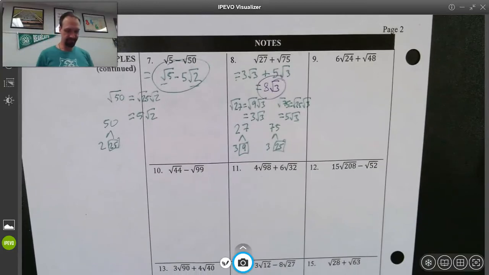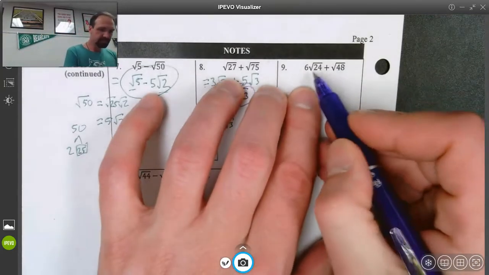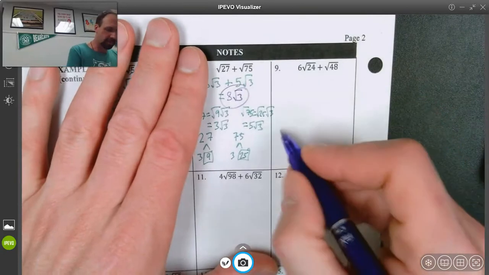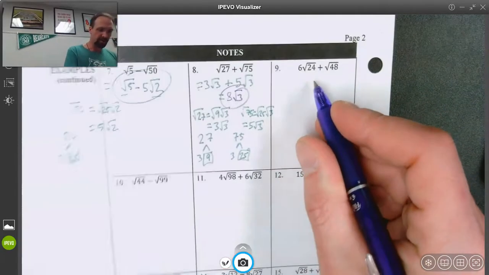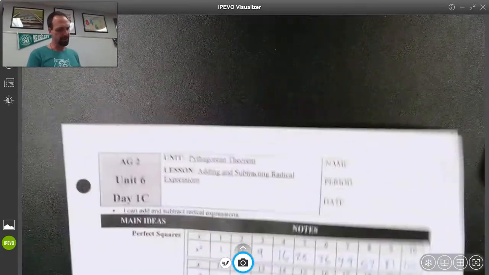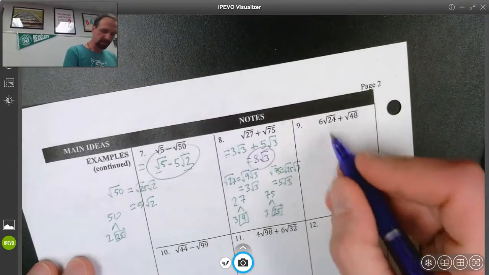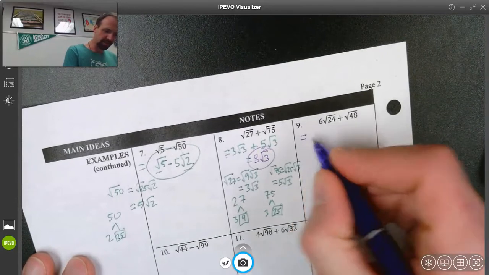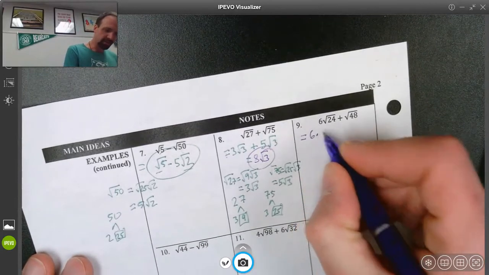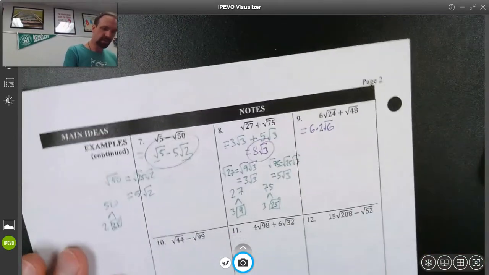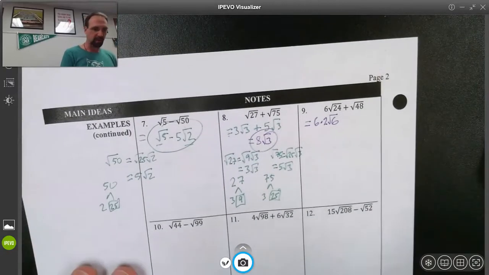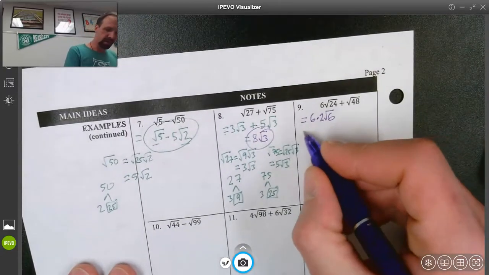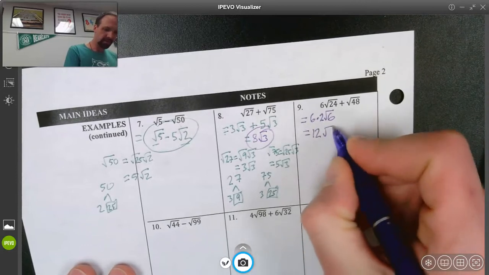We have 6 times radical 24, so we're going to simplify radical 24. Didn't we already do that? I felt like we did that earlier. We did. It was 2 times radical 6. So that means I can kind of skip some of this because we've already done it on the front. So 6 times 2 radical 6. I'm just jumping to that part because we have the front. So that's going to be 12 square root of 6.